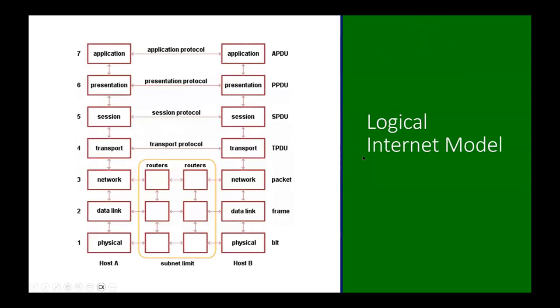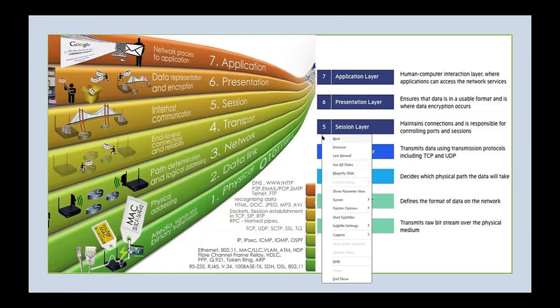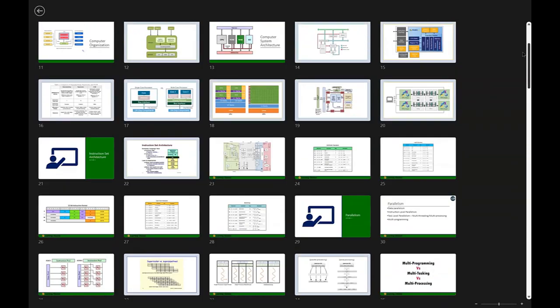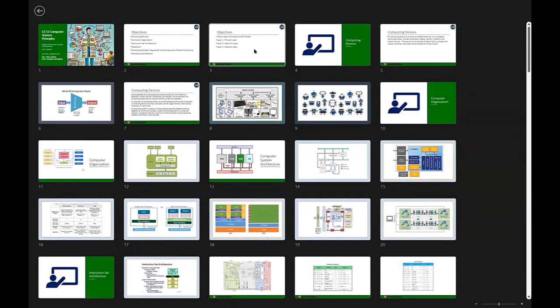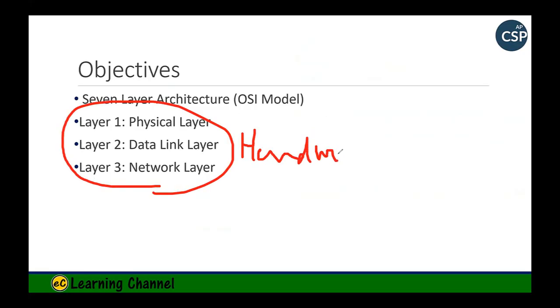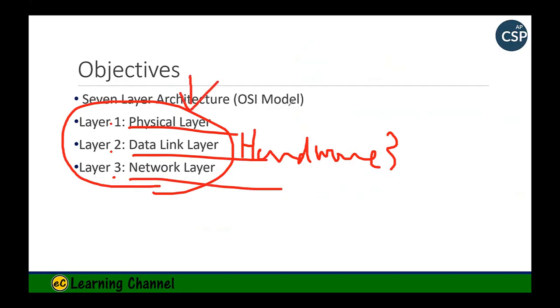Okay, so in this lecture this week, we don't talk about the top 4 levels. We only focus on the hardware 3 levels. There are 1, 2, 3: physical layer, data link layer, and network layer. We only talk about these 3 layers today.